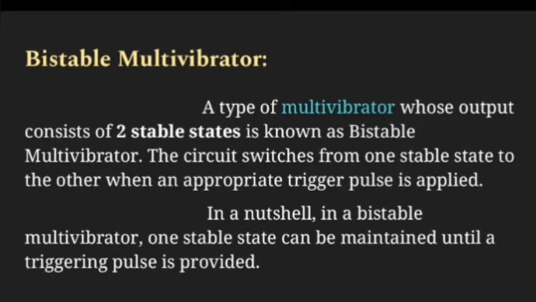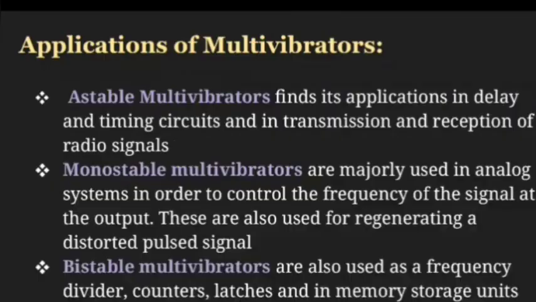Bistable multivibrator. A type of multivibrator whose output consists of two stable states is known as a bistable multivibrator. The circuit switches from one stable state to the other when an appropriate trigger pulse is applied. In a nutshell, in a bistable multivibrator, one stable state is maintained until a triggering pulse is provided.